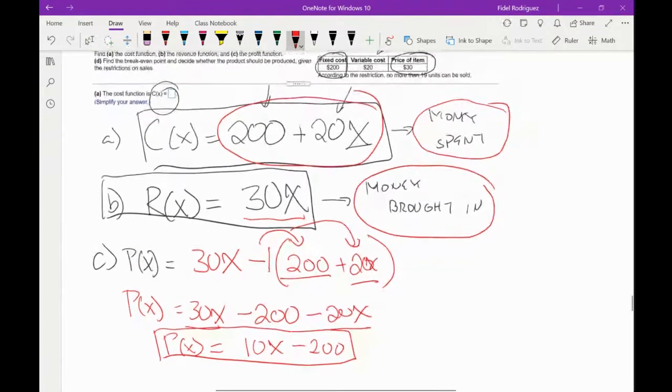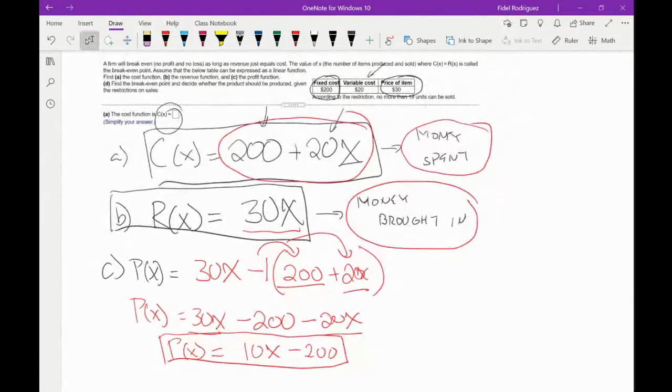So we now found an equation for our profit function. If I come back up here at the top, we found the cost function. Yes, we did. We found the revenue function. Yes, we did. And we found the profit function. So now we only have one last part. It says we're going to find the break-even point.